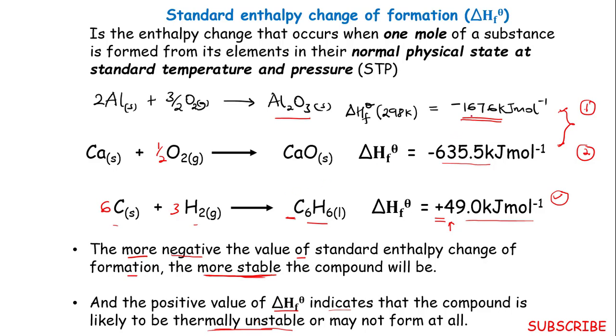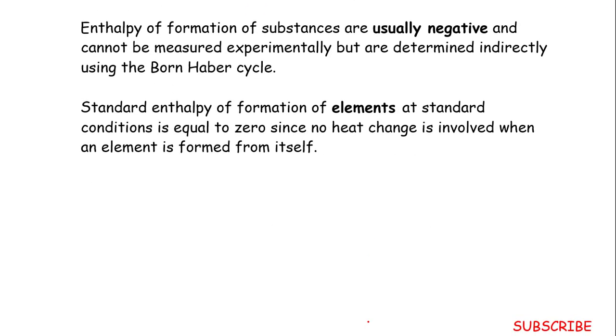So, the more negative, the more stable the compound is, the more positive, the more thermally unstable it will be. And forming it will be a challenge because energy has to be provided. So one thing to note is that enthalpies of formation of substances are usually negative. However, they can be positive like we have seen with benzene, but they are usually negative. And for us to determine them experimentally, we normally use indirect methods like the Born-Haber cycle. We shall look at it, but I already have a video at least about its introduction. So you can use the Born-Haber cycle to determine enthalpies of formation of most of these substances.